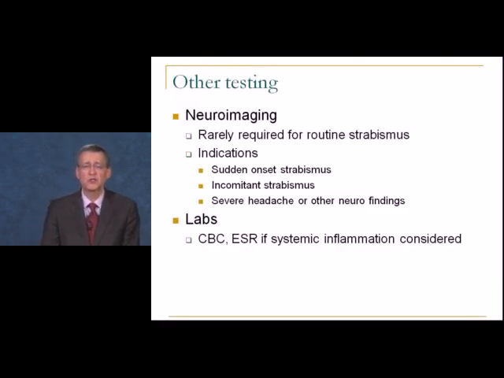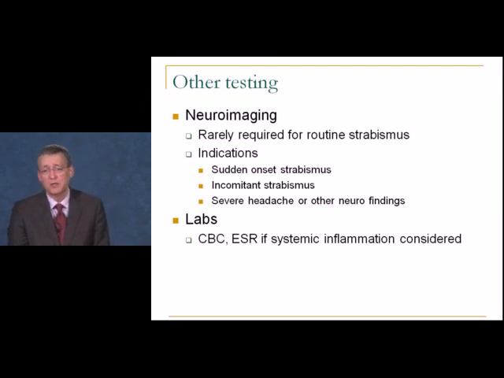So, any other testing you're going to do? Neuroimaging, not for your congenital esotropia patient, not for your accommodative esotropia, not for your intermittent exotropia patient, but for those sudden onset strabismus cases. He was fine until Tuesday morning. He woke up, I saw the eye was crossing, he was stumbling, he didn't want to play on the swing set that he usually plays on. Those patients have got something going on. Maybe, although actually sometimes they don't have anything going on, but you do need to find out.